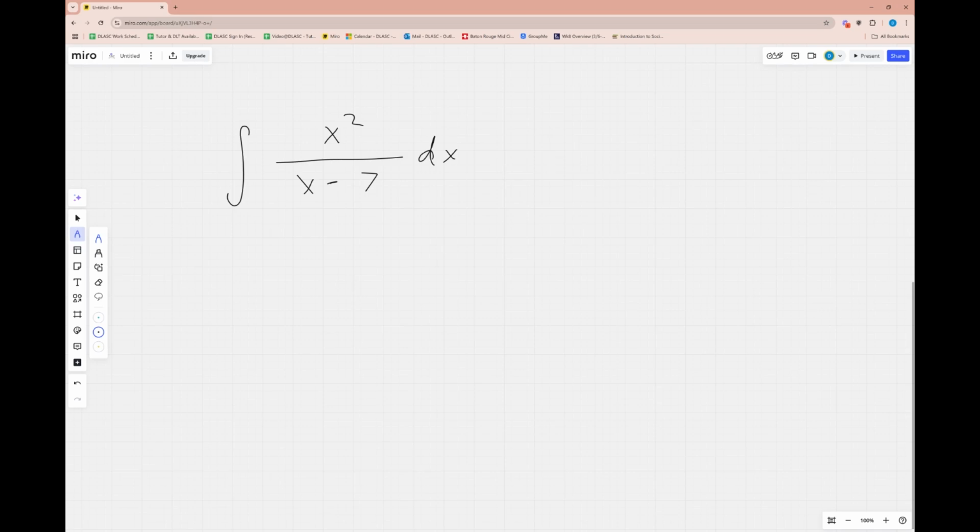I'm going to start off by saying that I'll do a u substitution. Let's do u equals x minus 7, okay? So let's pretend that this is the first time I've ever seen this problem, and I'm just giving this a shot. There we go, that's better.